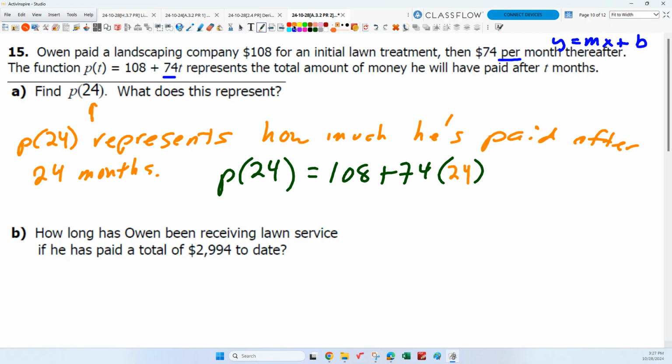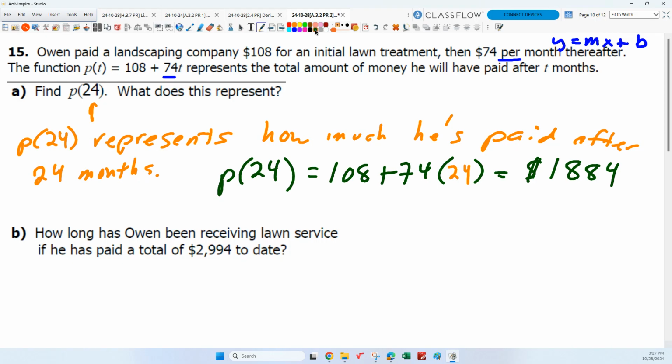What am I going to get? What is it? 1,884. I already did it on the calculator. Okay, I believe you. So we get $1,884 if we plug that in evidently. That's just what we would calculate for our output.